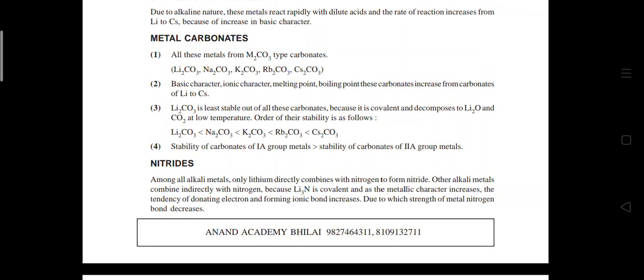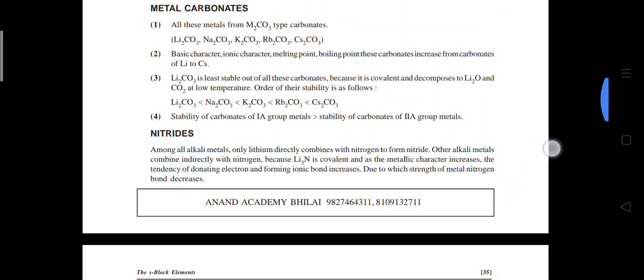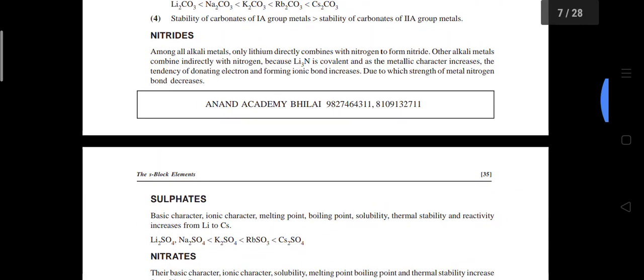Next is metal carbonates. All these metals form M2CO3 type carbonates. Basic character, ionic character, melting point, boiling point of these carbonates increase from carbonates of lithium to cesium. Stability of carbonates of group 1 metals is more than stability of carbonates of group 2 metals.